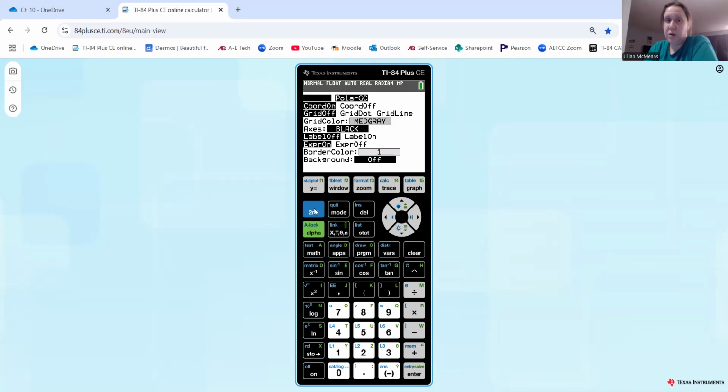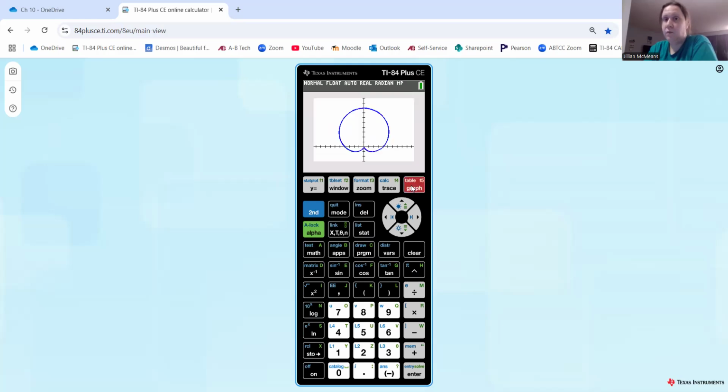And then when you go to the graph right here, we can go second trace and use the value function, and we can type in values for theta. Now that we're in this polar grid situation, it'll spit out values for r. So if we go second trace and choose option 1 for value, it lets us type in values for theta. So let's do pi over 2. So we want to go second caret divided by 2. So pi over 2 is kind of an easy one.